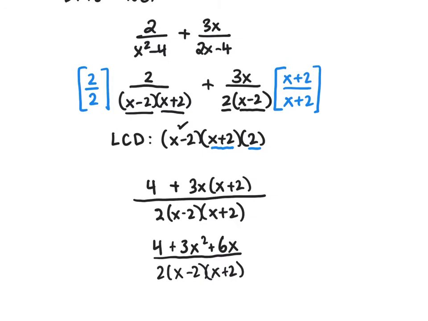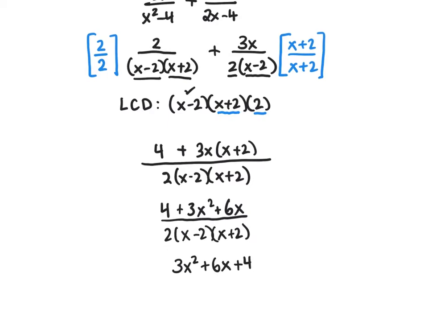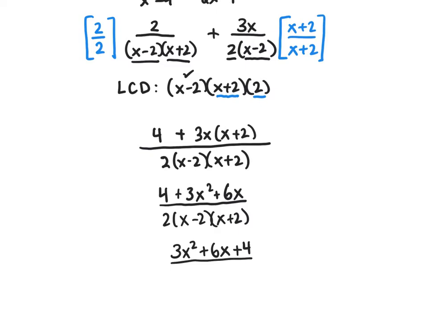And you can leave the denominator in factored form, but we should write the numerator in descending order. So 3x squared plus 6x plus 4 all over 2 times x minus 2 times x plus 2. And I can double check the numerator to see if it's factorable. So what are the factors of 12, 3 times 4, the factors of 12 that add to 6, and there are no factors of 12 that add to 6, so my numerator is prime, and this is my final answer.